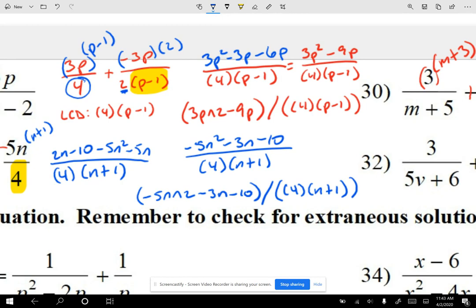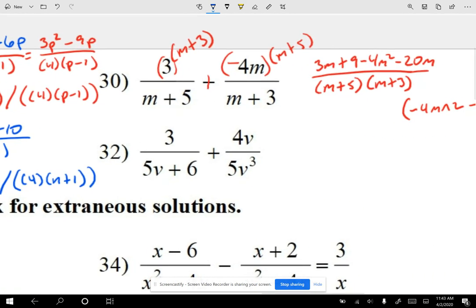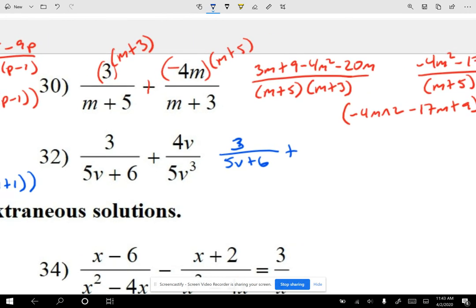All right, let's take a look at number 32. Now the first fraction, nothing I can do, nothing I can factor. I'm just going to write 3 over 5v plus 6 plus. Now from the second fraction, I can cancel a v out of each. So let me write this as 4 over 5v squared. Notice how I simplify by canceling out a v.